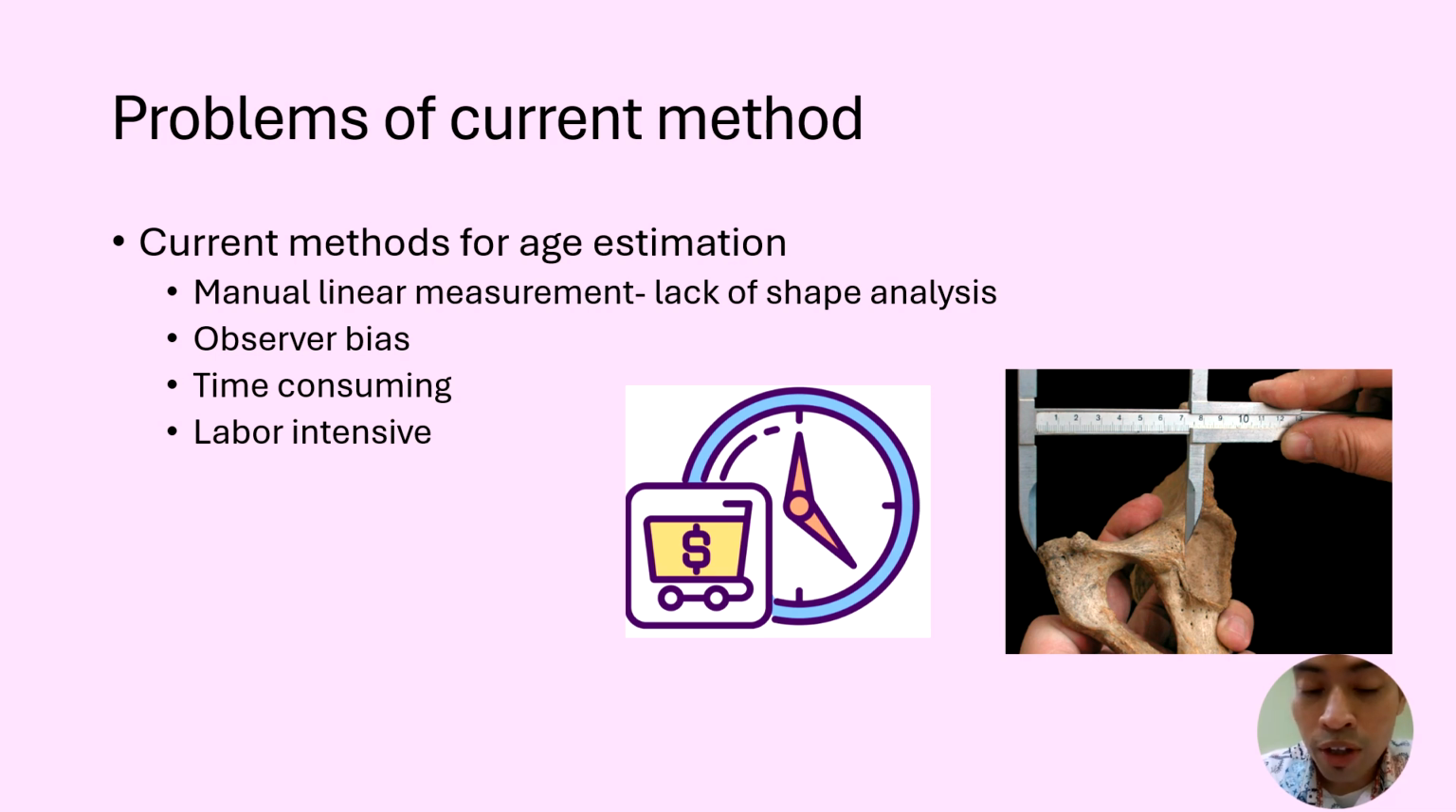Current methods of measurement face some problems. For example, they focus on manual linear measurements, the length of the bone itself, and lack shape analysis or interpretation. These methods are highly exposed to observer bias or eye variations of the investigators. And of course, when we talk about manual, most of them are time consuming and labor intensive.